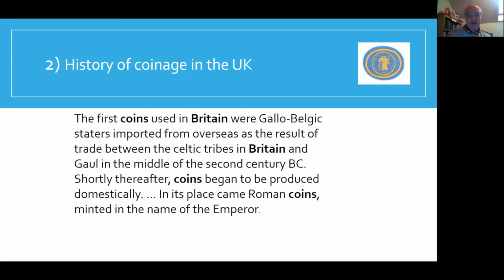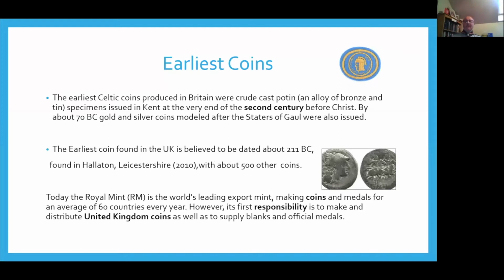So we're moving from barter, which was exchanging goods, and now we're going to get to money. We're going to learn the first coins were called Gallo-Belgic, Gauls, Belgiums, and they were called staters. They came into Britain, and there was trade between the Celtic countries of Britain and Gaul. And then eventually came these Roman coins. I've got a picture of some of the earliest coins there. The earliest coin found in the UK, I researched, was about 211 BC, found in a place called Hallerton in Leicestershire. So this is the earliest coins.